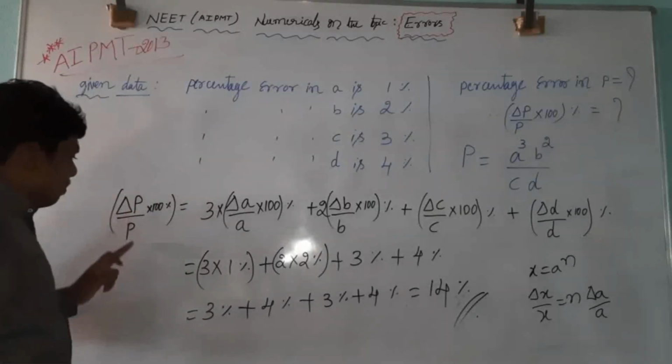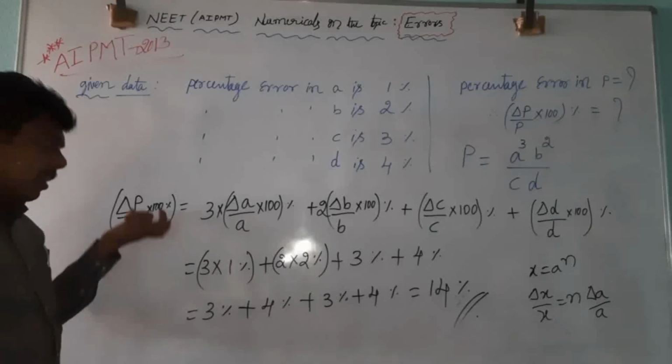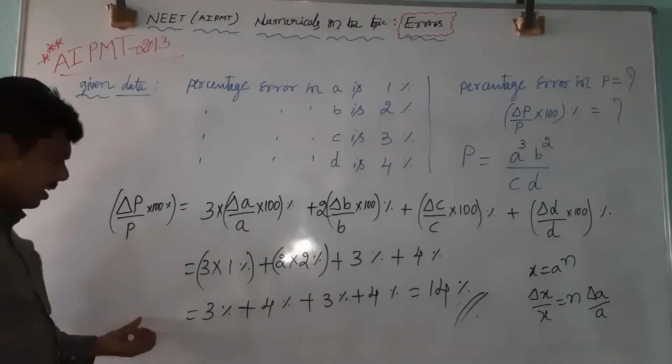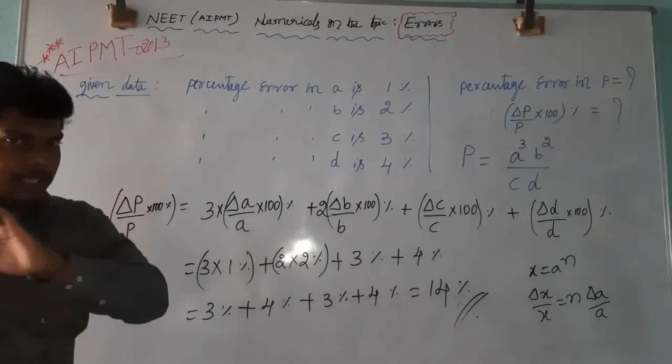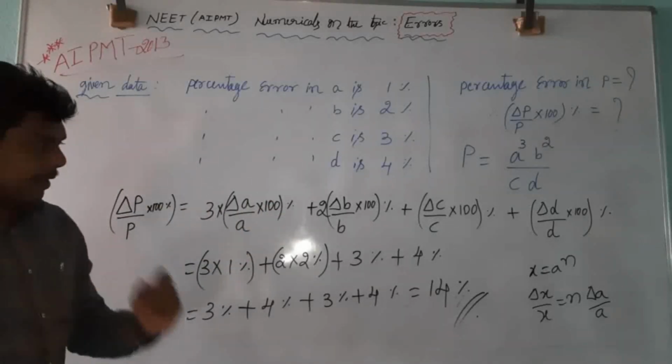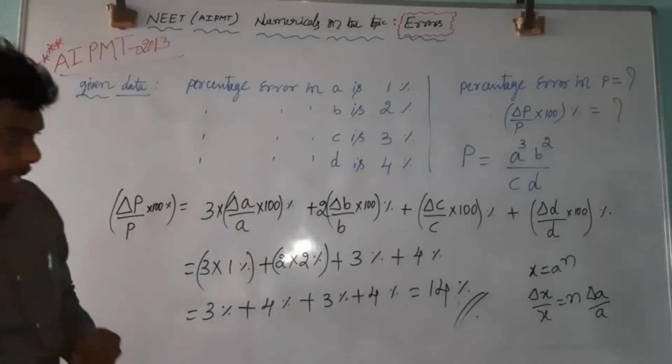That is, here delta P by P into 100% is nothing but percentage error. Or you can take delta P by P only. Why? Because here also 100%, here also 100%. There is no problem at all. Okay. What is the answer for this one? 14%. And choose the right option.